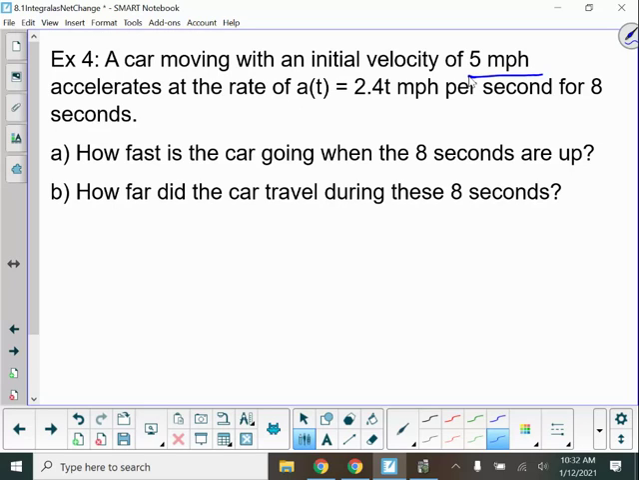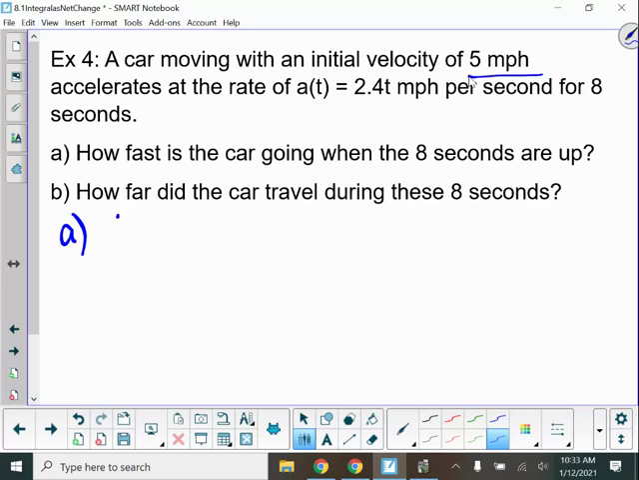So part A, we want to know how fast the car is going when the 8 seconds are up. And part B, how far did the car travel during those 8 seconds? So for part A, we want to know how fast the car is going. So we're looking at the integral of our acceleration, but acceleration is not constant. So we do have to think about this.